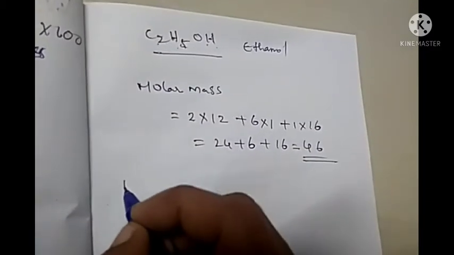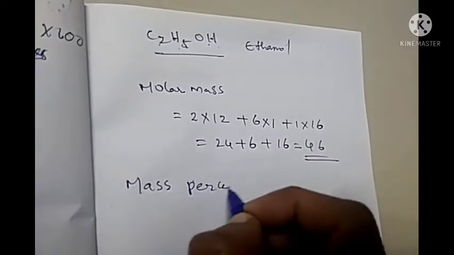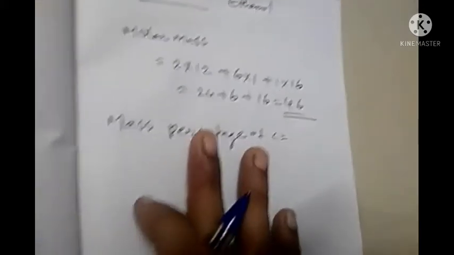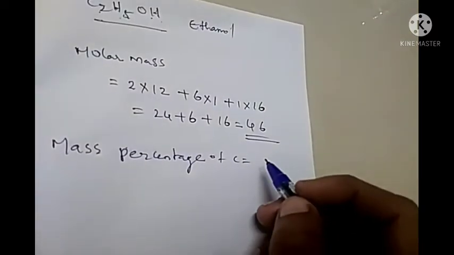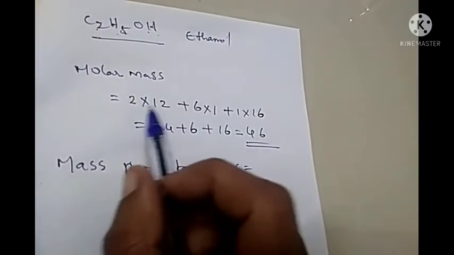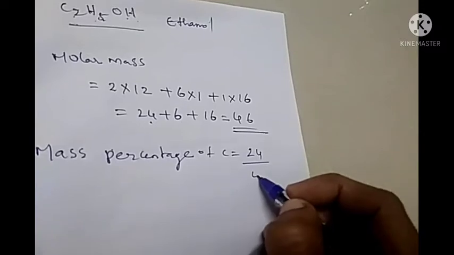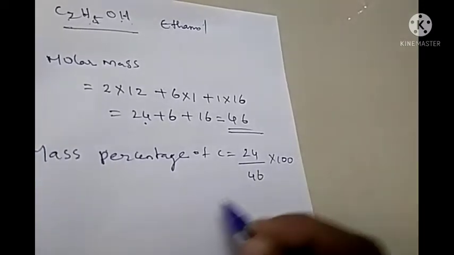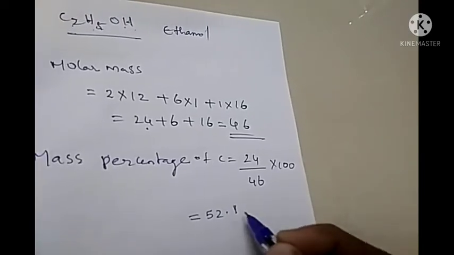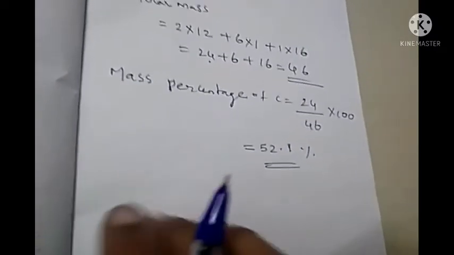Now we can calculate the mass percentage of different elements. Mass percentage of carbon we can calculate first. Carbon will be equal to mass of carbon in that compound divided by its molar mass. And what is the mass of carbon in that compound? 24. 24 divided by 46 into 100 is equal to 52.11%. That is the mass percentage of carbon in that compound.